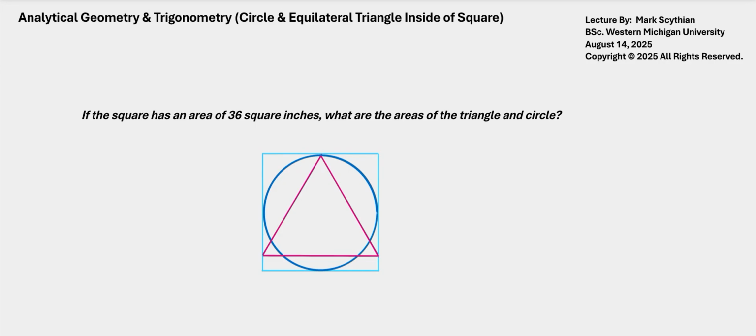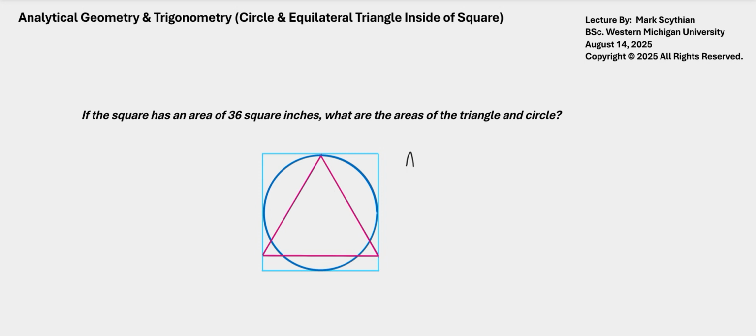So in this lecture, we're going to cover analytical geometry and trigonometry, case in point, a circle and an equilateral triangle inside of a square. So the only information we have is that the square has 36 square inches, other than the inherent properties of a circle, and in this case, an equilateral triangle, for which all sides have 60 degrees. All triangles contain 180 degrees.